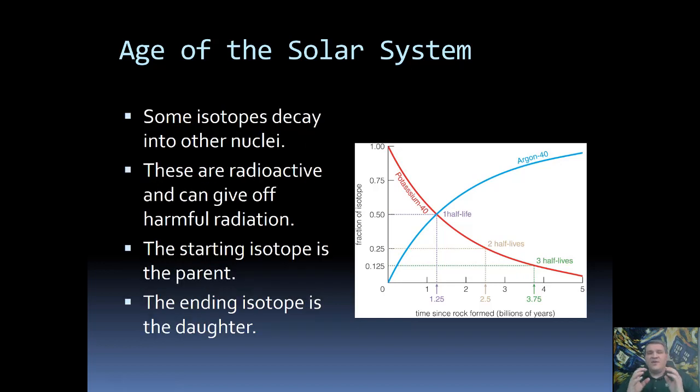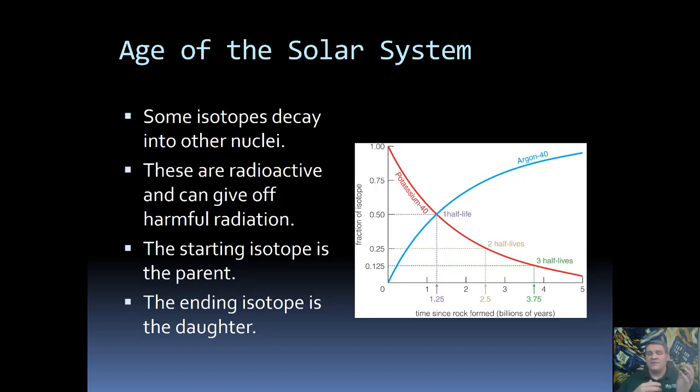The idea is that there are certain isotopes that are radioactive. If you remember back, an isotope is an atom that has the same number of protons but differing numbers of neutrons. So it's the same element, but because it has differing numbers of neutrons, it might behave very slightly differently. Well, some isotopes are radioactive. What this means is they will spontaneously change from what they are into something else, usually by giving off harmful radiation.